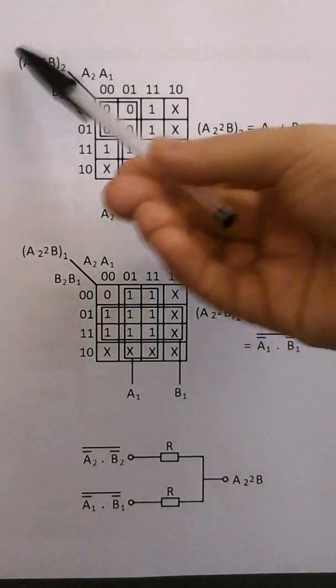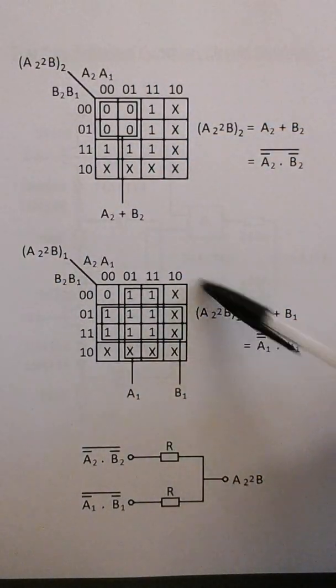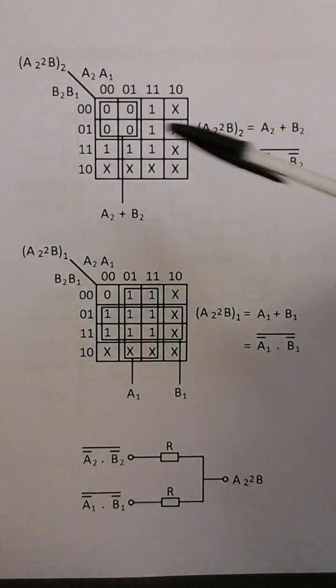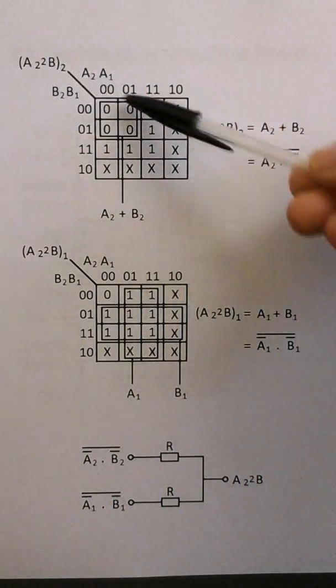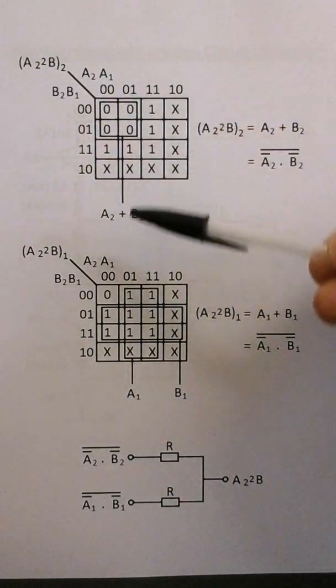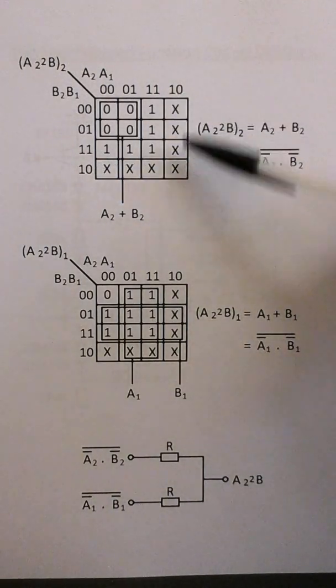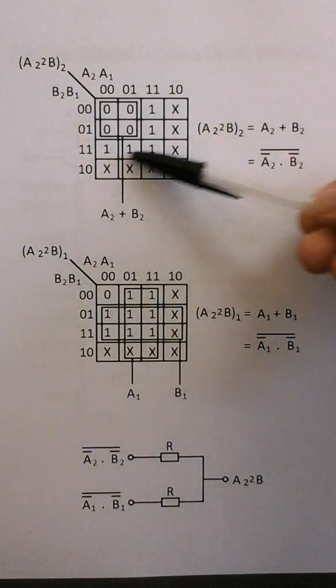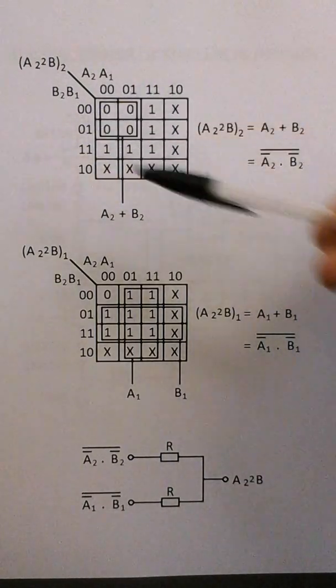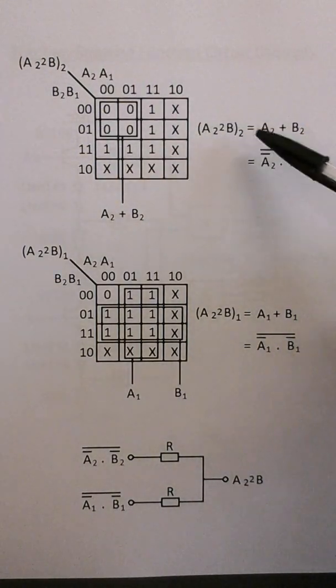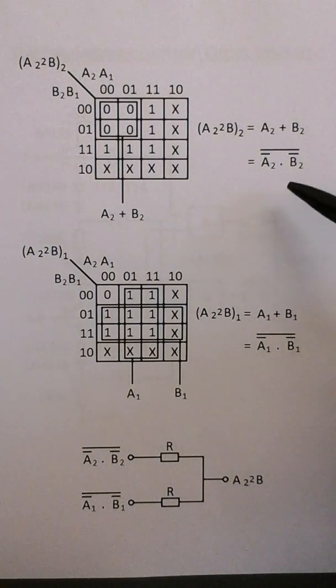This is A2 squared B2 here, and this is A2 squared B1 here. For A2 squared B2, looping the zeros here, that's A2 or B2. These are can't happen states again. These are the 9 entries of the truth table. So A2 squared B2 is A2 or B2. Again, I'm going to use De Morgan's theorem to change that OR into a NAND. So that's not A2 NAND not B2.